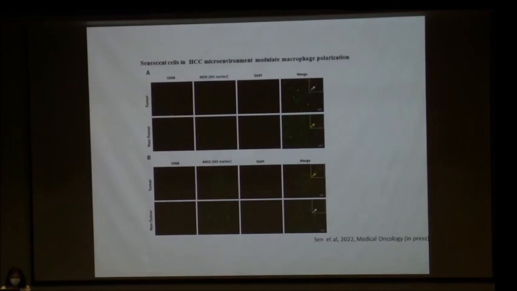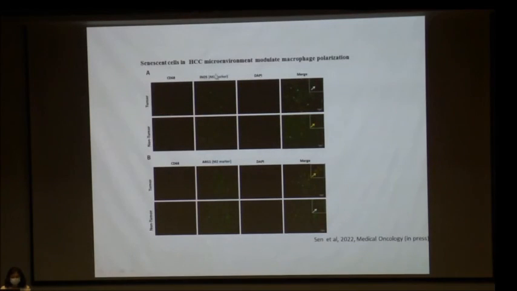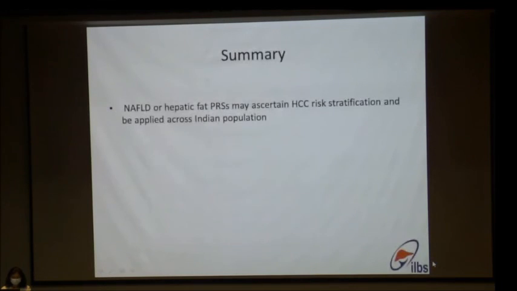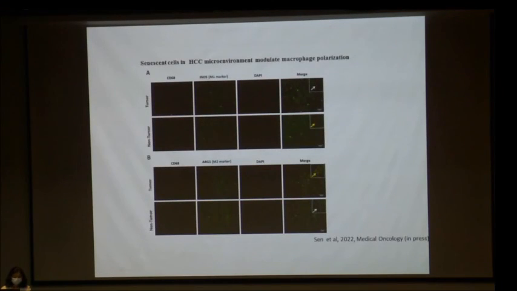This is another one, senescent cells in the HCC microenvironment, which modulate macrophage polarization. So this was the literature I could work on regarding polygenic risk.